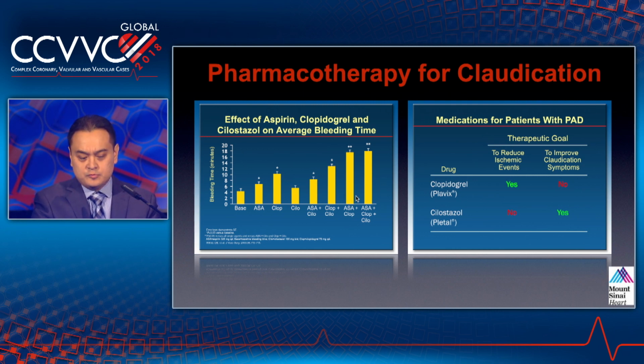Dr. Barber talked about some bleeding situation. Basically, we do put these patients on Cilostazol even though they're on aspirin or clopidogrel. But if you see on this slide, clopidogrel helps reduce ischemic events, but does not improve claudication symptoms. Cilostazol does not reduce ischemic events, but does help improve claudication. So you put these two medications together, it helps the patient a lot more.